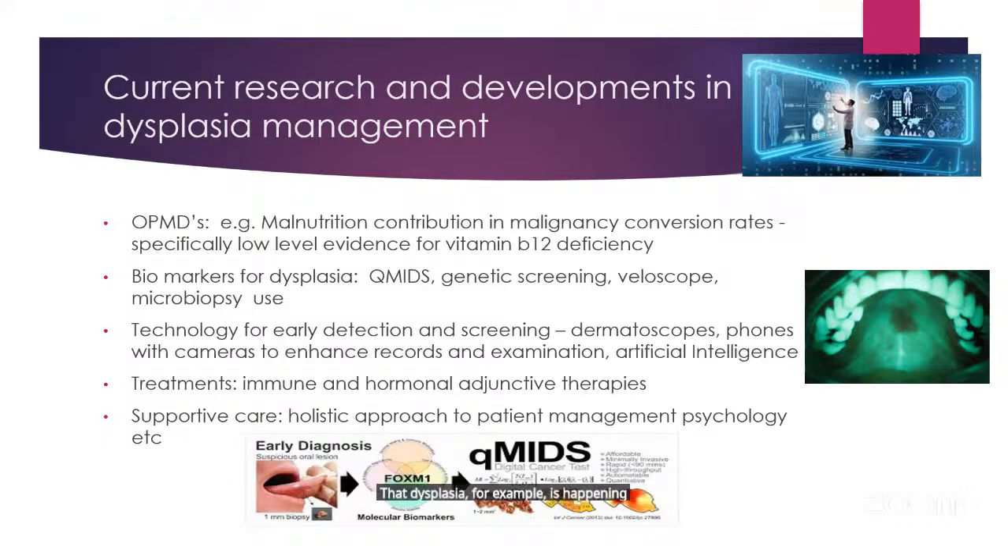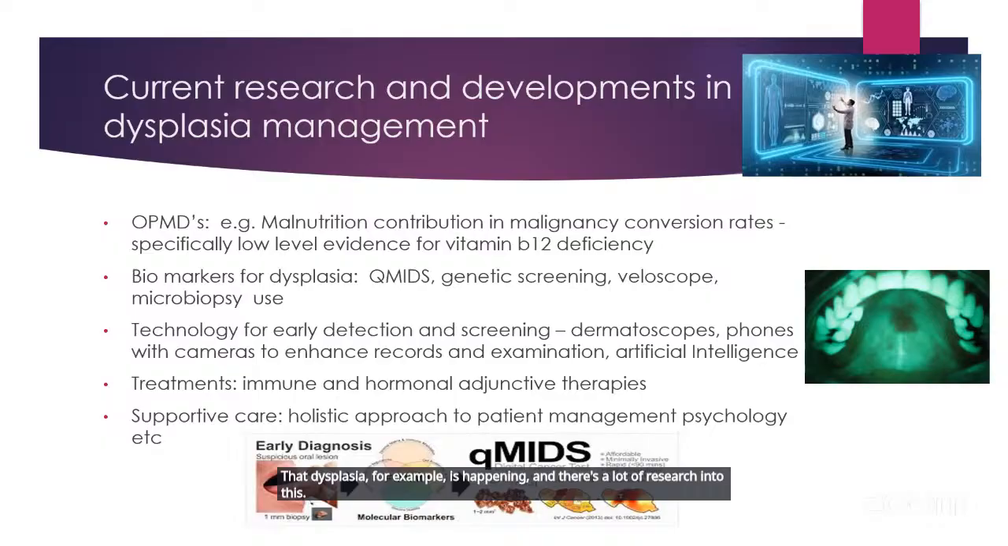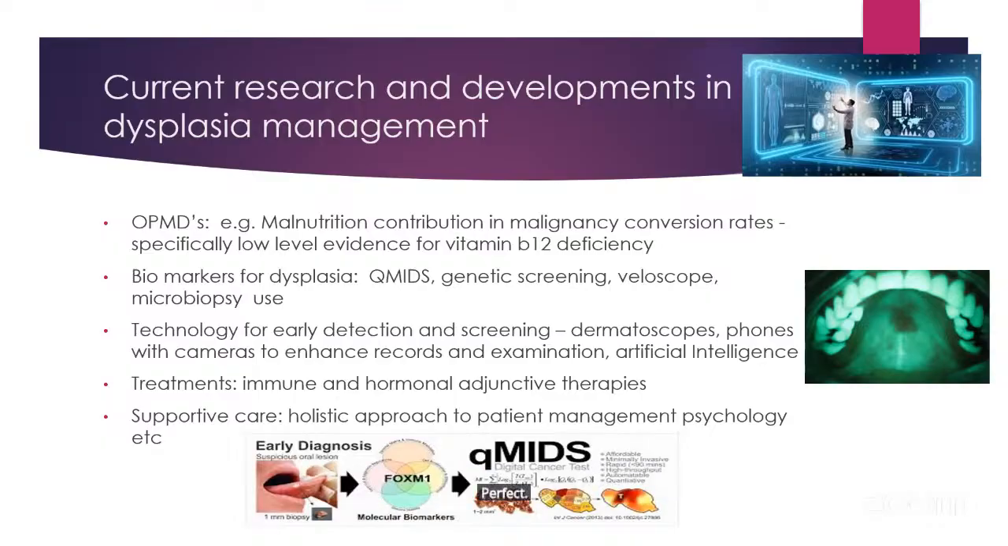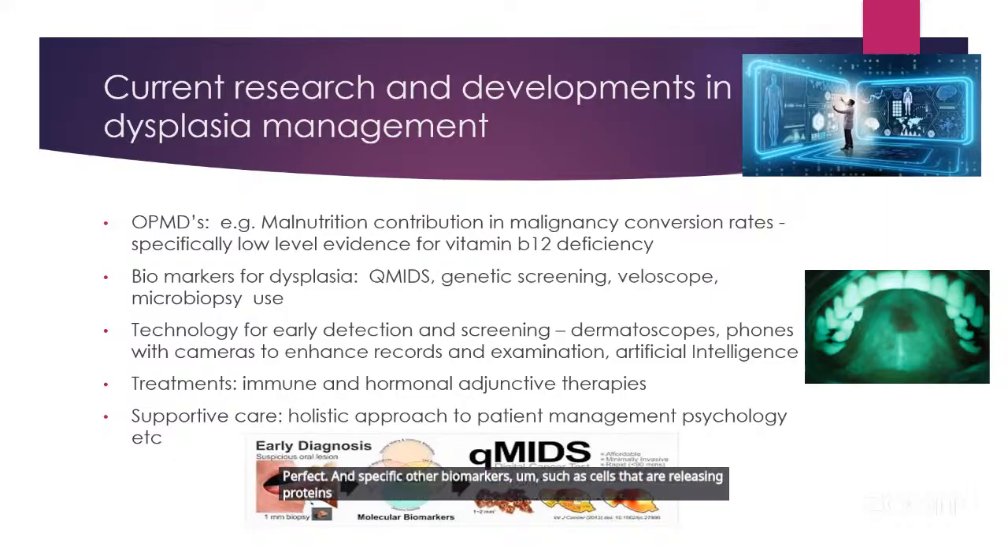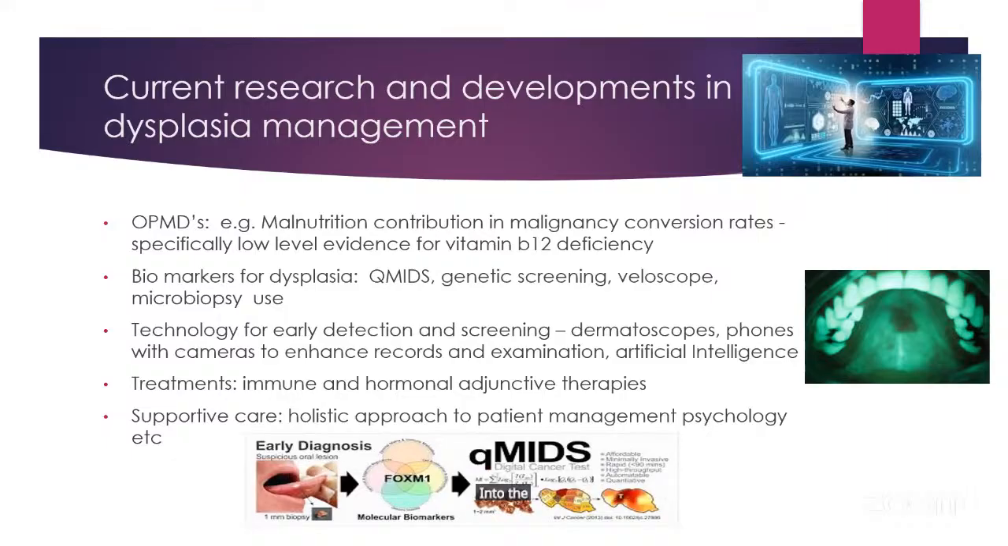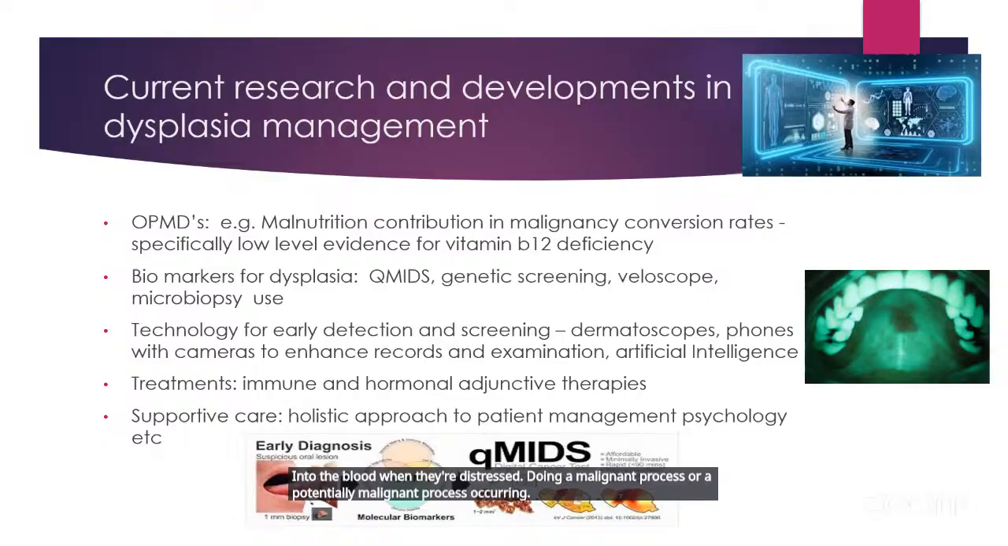And there's a lot of research into this area in specific other biomarkers, such as cells that are releasing various proteins into the blood when they're distressed during a malignant process, or a potentially malignant process occurring, or inflammation occurring. Lots of these are being looked at, but nothing has been shown to be better than early biopsy for a concerning looking lesion.